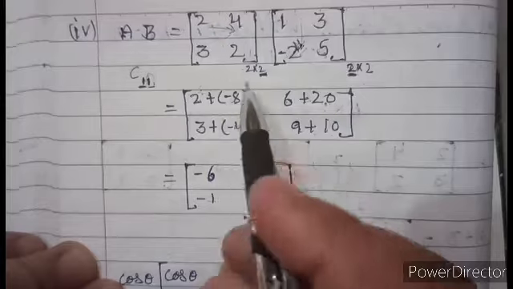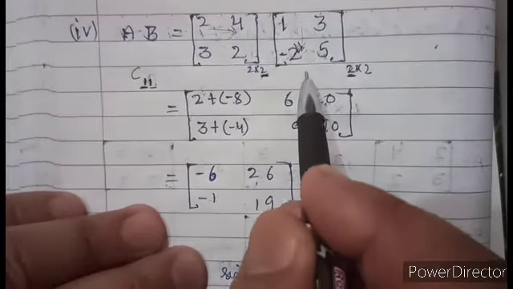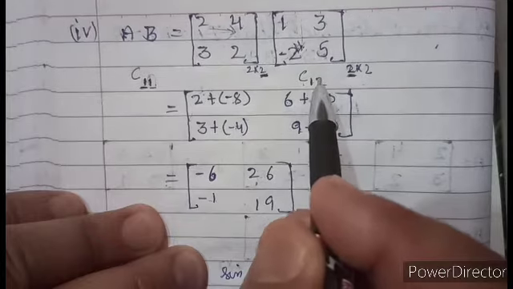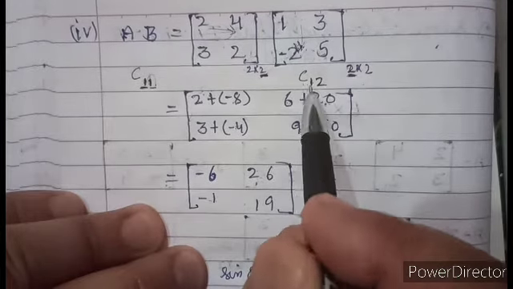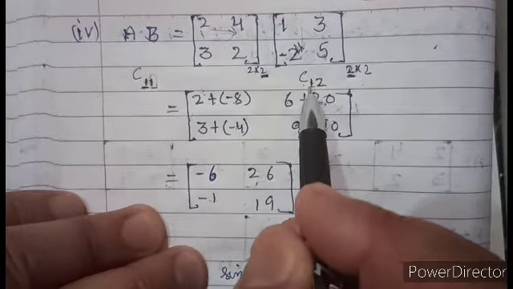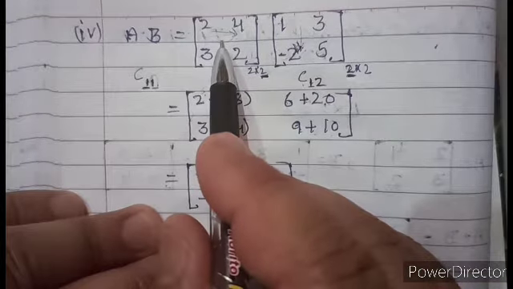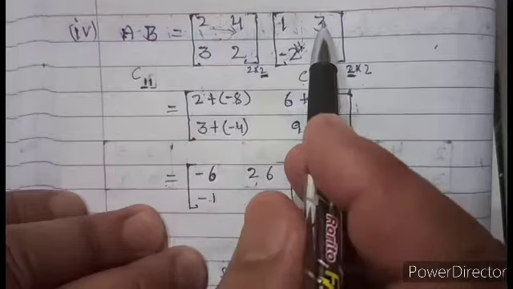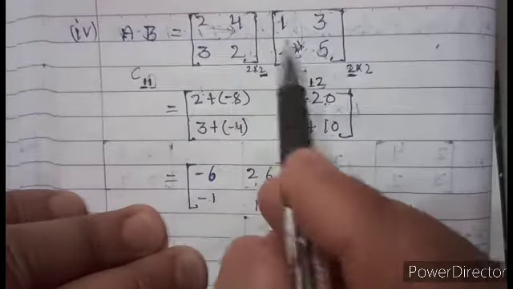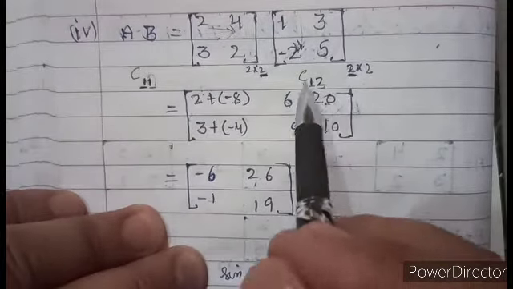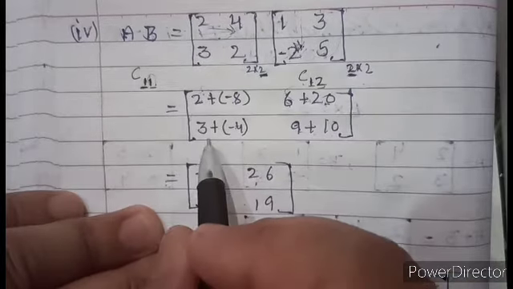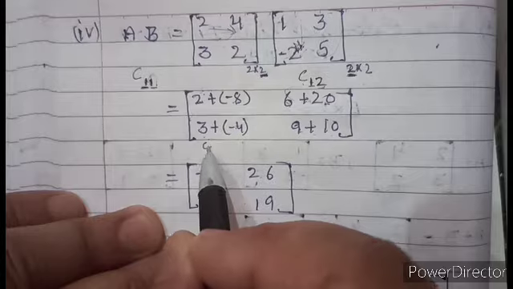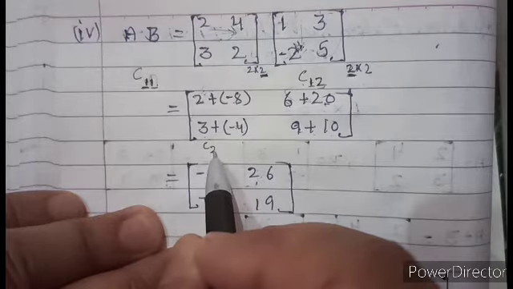Now similarly, the second element will be C row 1, column 2. That means we have to multiply row 1 of matrix A, the first matrix, to column 2 of the second matrix. That will be 2 into 3, 6, plus 4 into 5, 20, and then after that we will take their sum.